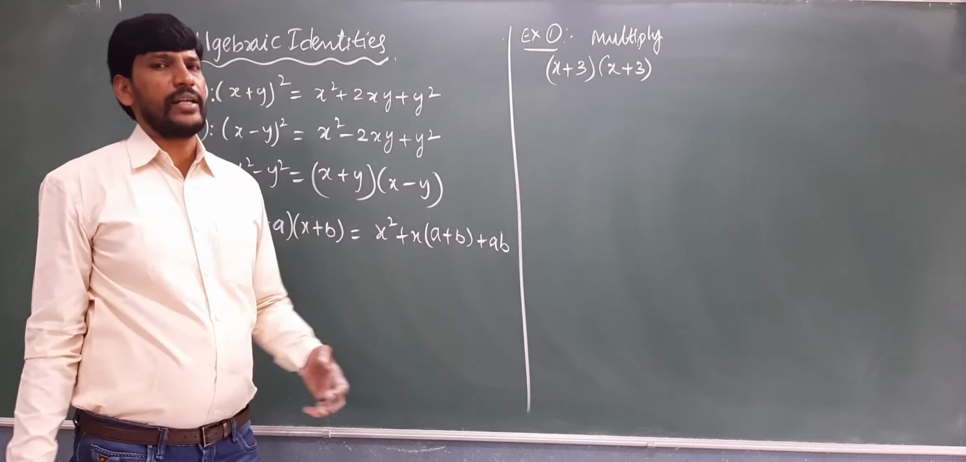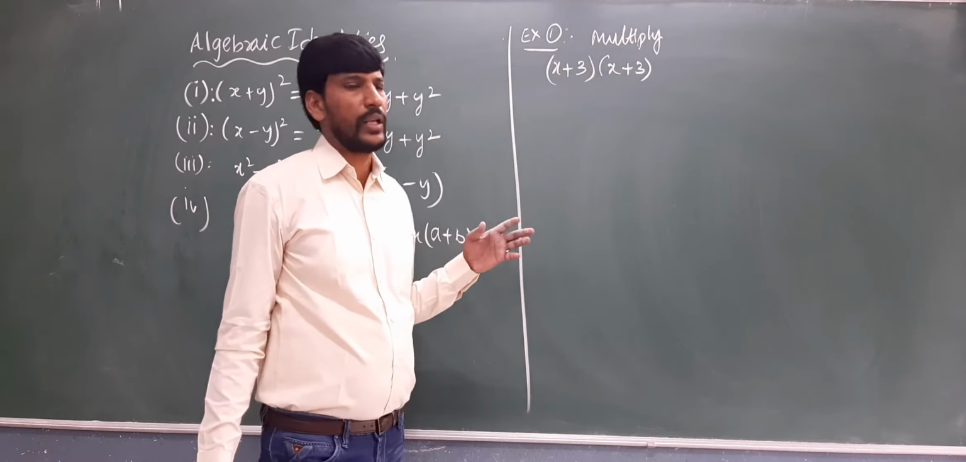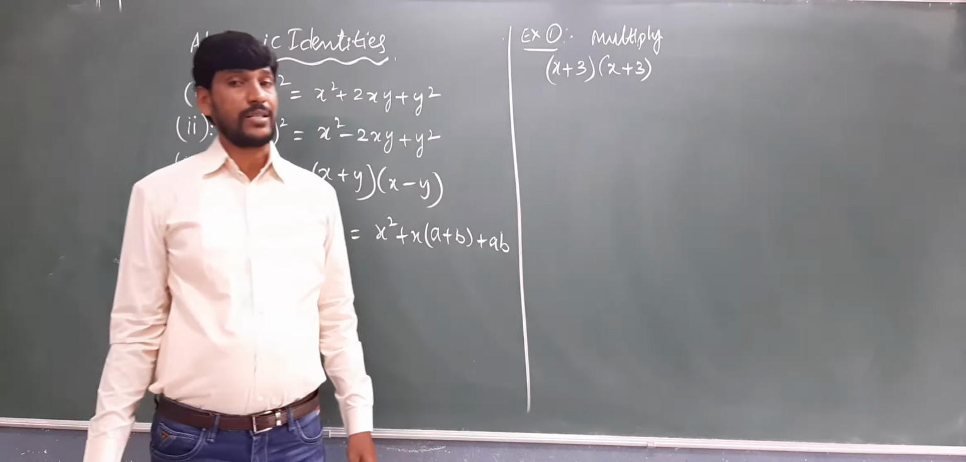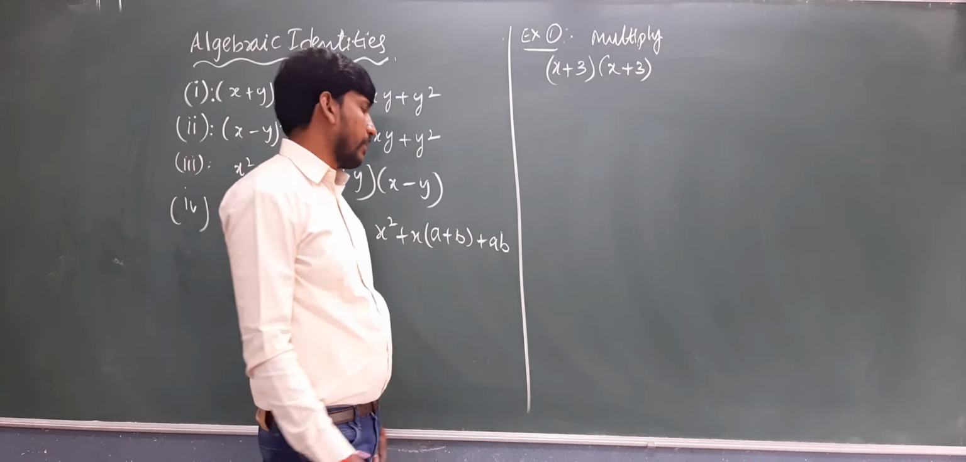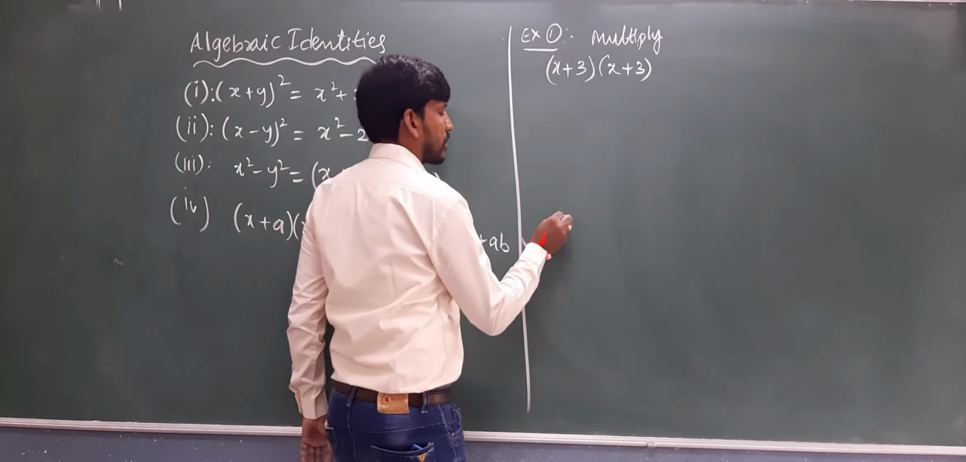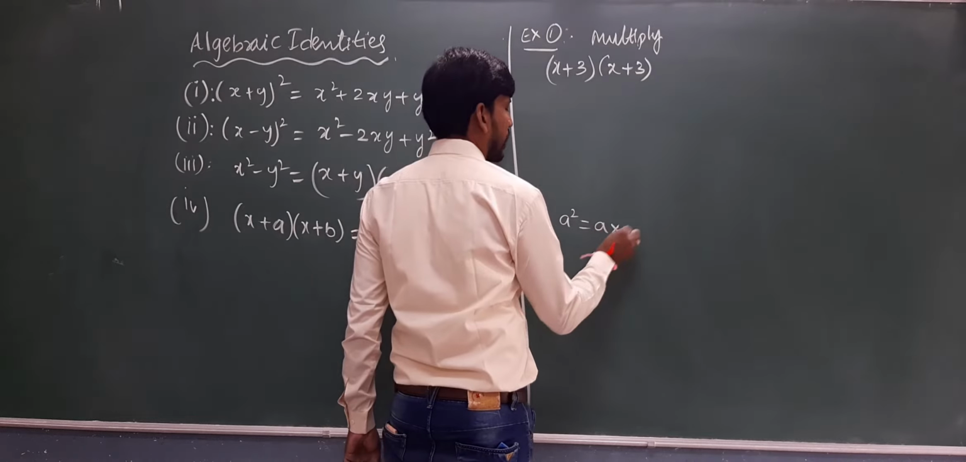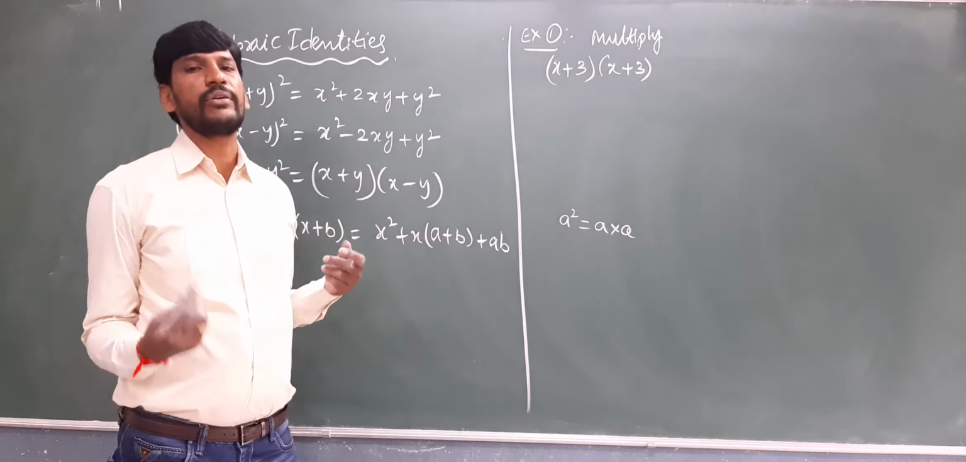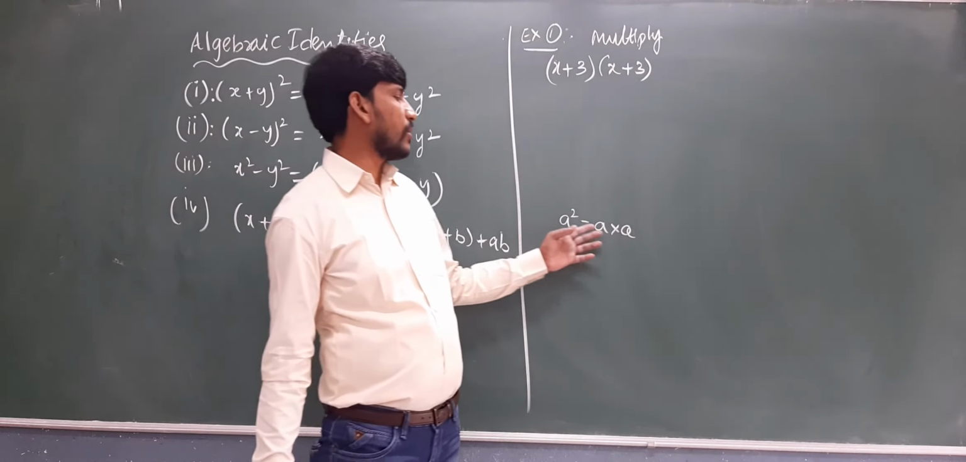With the help of identity, we are going to find out easily. Here x plus 3 into x plus 3. Already we discussed this in exponents last year. A square is nothing but a into a, that is, a multiplied by itself 2 times. A square is equal to a into a.